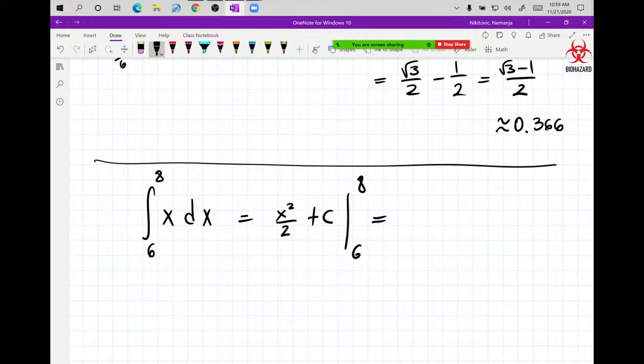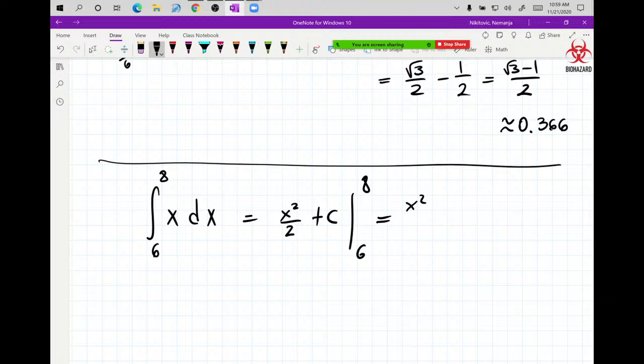What's going to happen? Well, when you plug in 8, you get 8 squared over 2 plus c. And then you have minus 6 squared over 2 plus c. Do you see that these c's just cancel because one is positive, one is negative? And they will cancel every time. So there is no point in me writing them ever, because in every single case they will always cancel, because you have f of b minus f of a, and it's always the same. That's a formula. You can't change that. So these c's will always cancel, and that's why we don't have to write it. So we never write plus c.